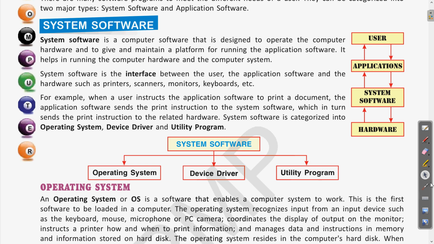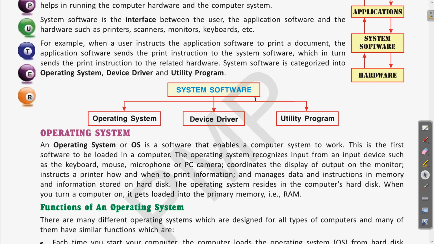This we have discussed yesterday, this diagram, how the system software provides the platform for the user to install the application software, and it manages the hardware devices as well. Clear? Now let us see what are the different types of system software. As we were discussing here also, you can see it is of three types: operating system, device driver, and utility program. Let us see this one by one.